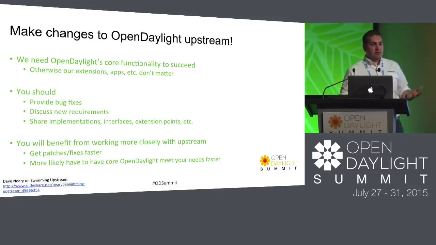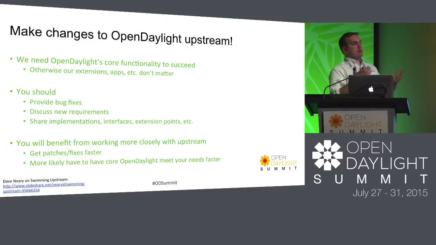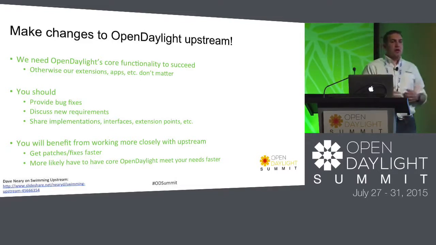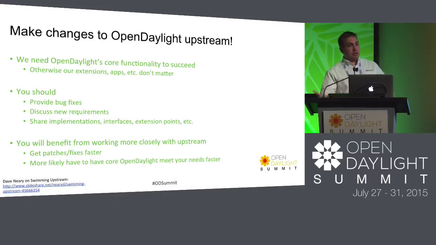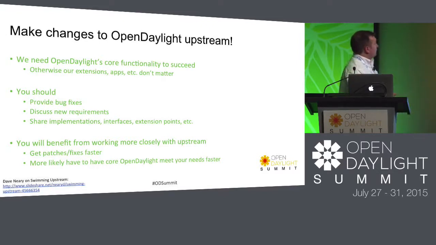It's not going to be the differentiator between my company or somebody else. We might as well get that into the community, get that into the upstream code. Everybody's going to benefit from it. It'll make OpenDaylight look better, which will make your product based on OpenDaylight look better. So you should, as you can, provide bug fixes, discuss new requirements, and make sure you're talking about API changes that need to happen, and talking about implementations, what you're doing or how you're doing them, or what requirements you may have, or what types of general things you want to do.